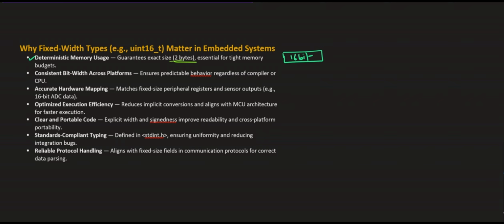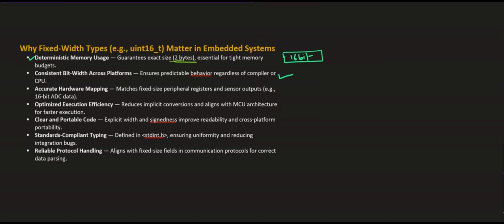What does this mean? This means that fixed bit types provide uniform bit widths regardless of compiler or hardware, which will ensure that predictable behavior is there. There is a predictable behavior when interfacing with any other devices. Let's say there are 2 devices to be interfaced, and for that this is a required and a must.